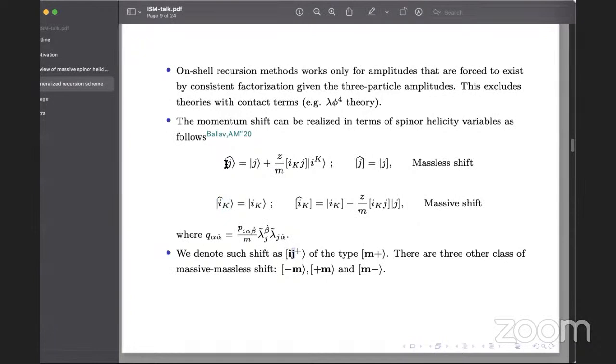So we have picked one of the massless particles to be J, and the helicity of that particle is mentioned like this, plus helicity, and the bold-faced I means the i-th particle is massive, and we are deforming the lambda tilde variable in such a fashion. So this is one example of a massive-massless shift of the type M plus. Similarly, there are three other classes of massive-massless shift, which look like this.